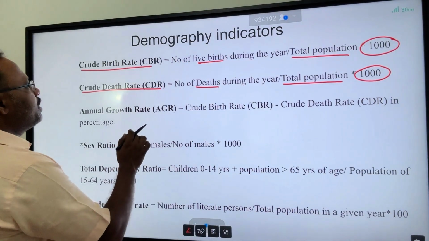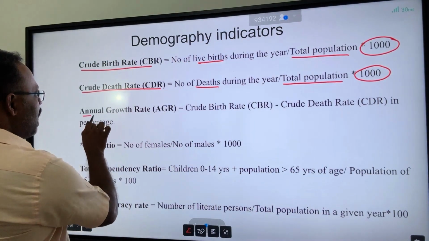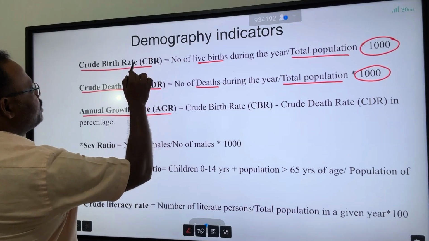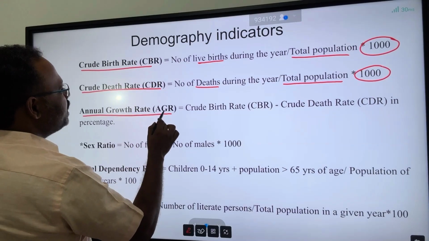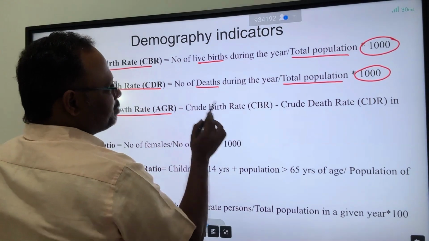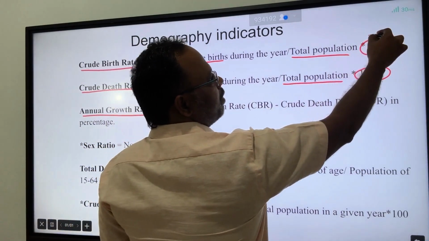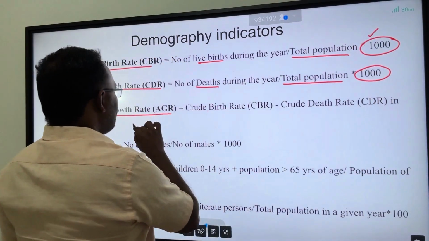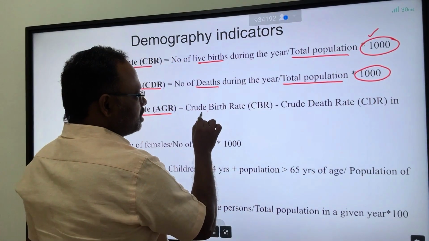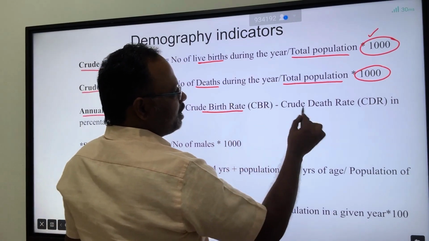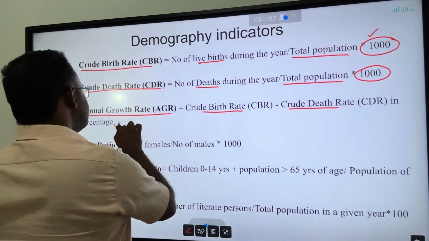Then the next important demography indicator is the annual growth rate, which is the difference between the crude birth rate and the death rate, but expressed in percentage. Usually, we calculate the crude death rate per thousand, but for annual growth rate, it will be converted into percentages. Crude birth rate minus crude death rate, expressed in percentage.